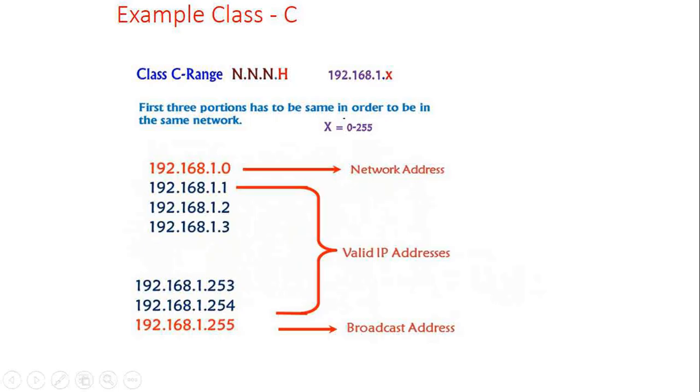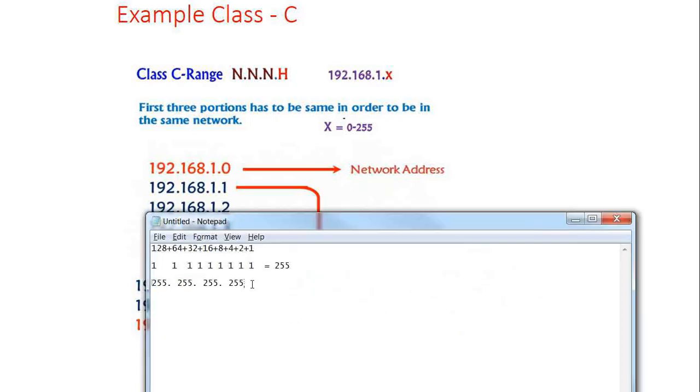Let's say my device has the IP address 192.168.1.1. I know that the first 3 octets are the network portion. So for me to say that another device is also in my network, the network portion of the other device also should match my network portion. So my network portion is 192.168.1, 3 octets for class C. Now, how do I know this is a class C?